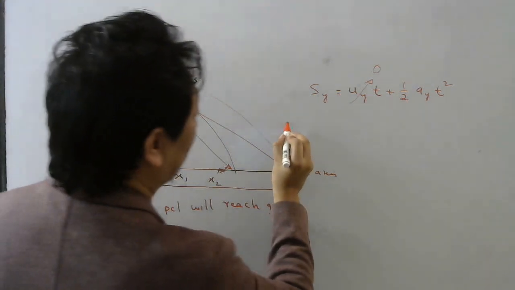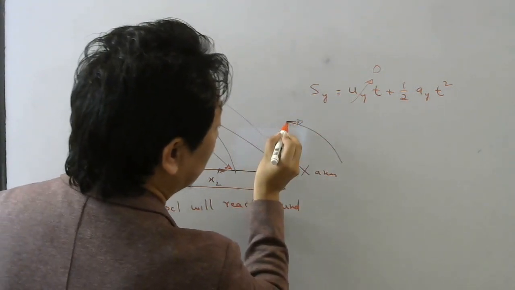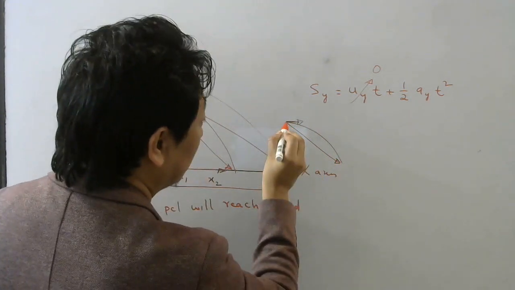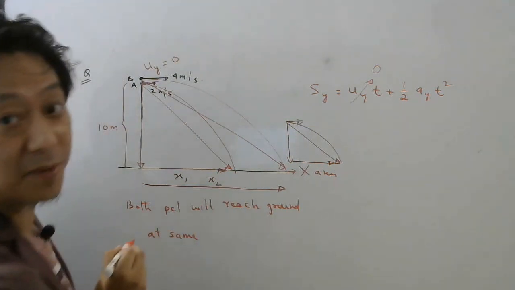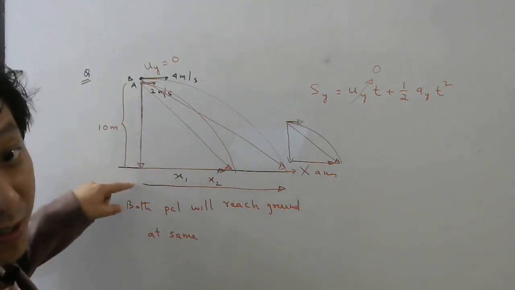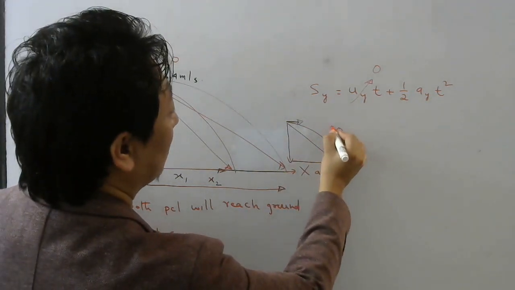I hope you are understanding. The particle was thrown this way, so it went this way. So this is the actual displacement. This is the y component of displacement. This is the x component of displacement, right? So both the particles have the same y component of displacement, 10 meter downwards.